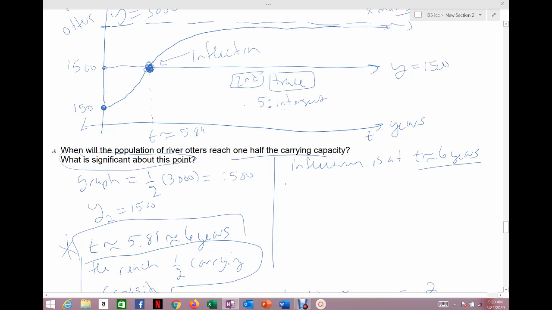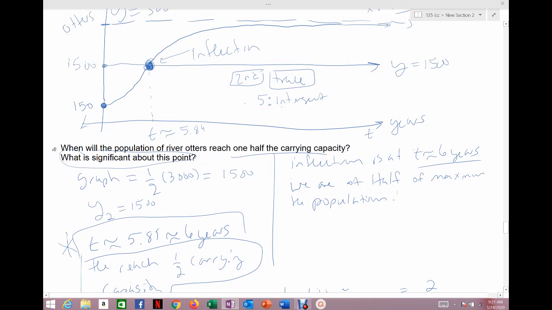So first of all, one important aspect is that we are at half the maximum the population can be. All right, and then the second thing about it has to do with the rate of growth.